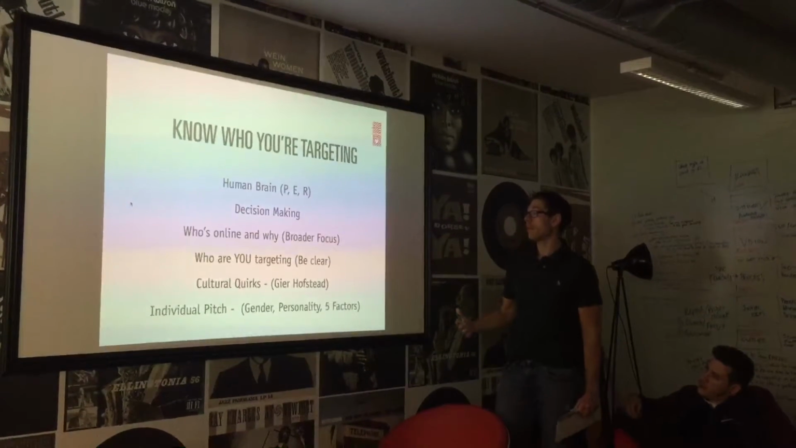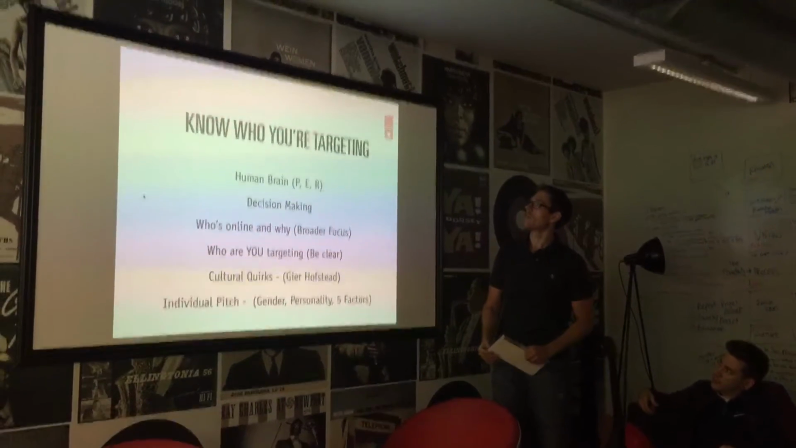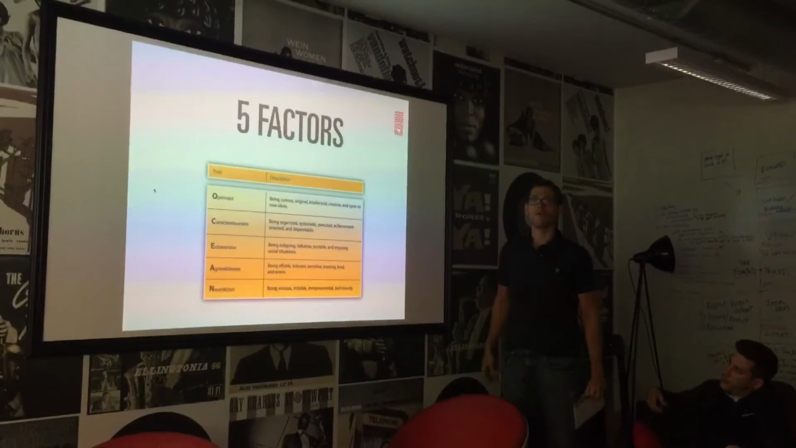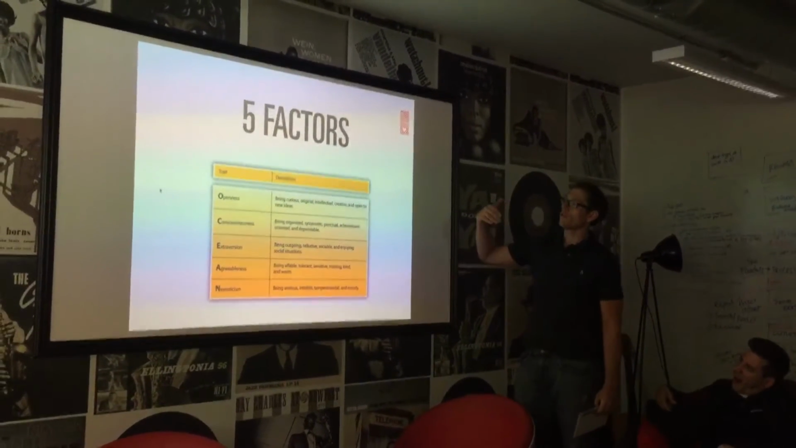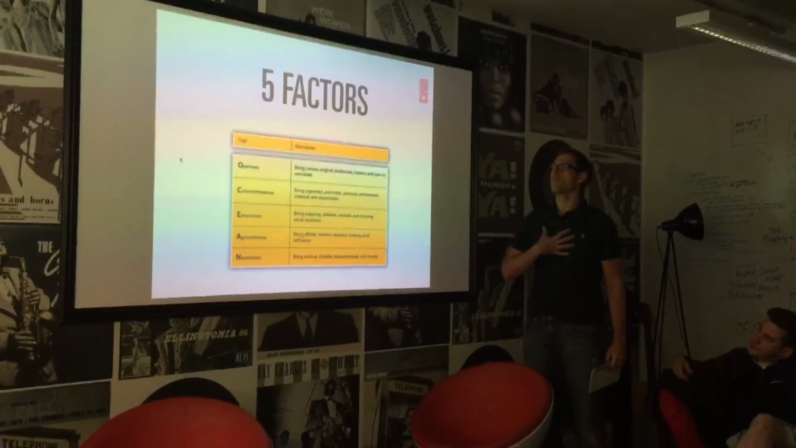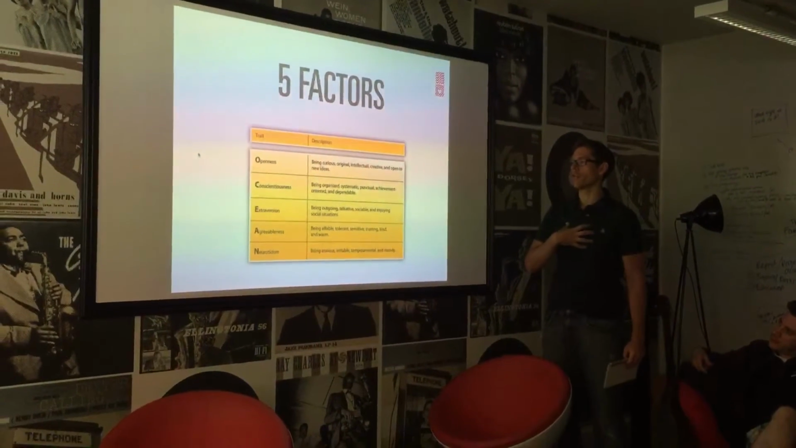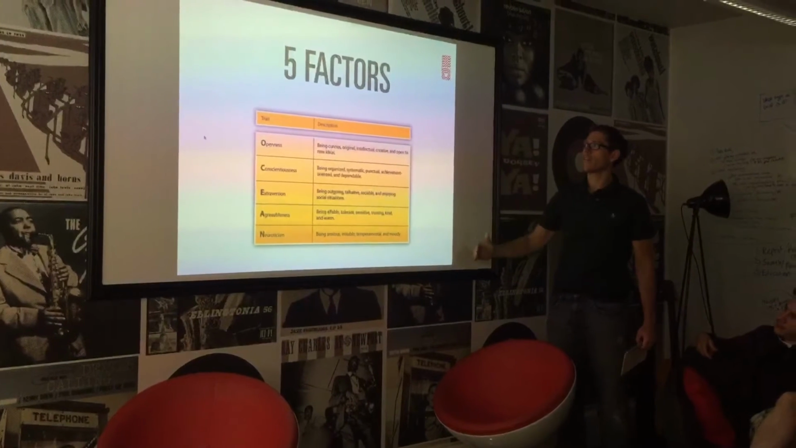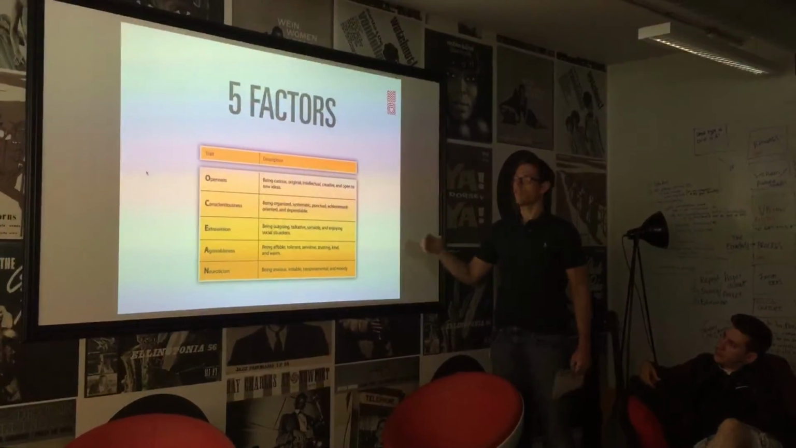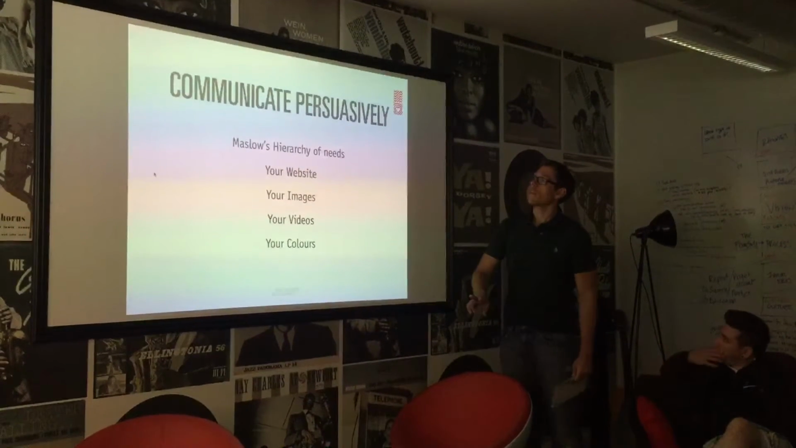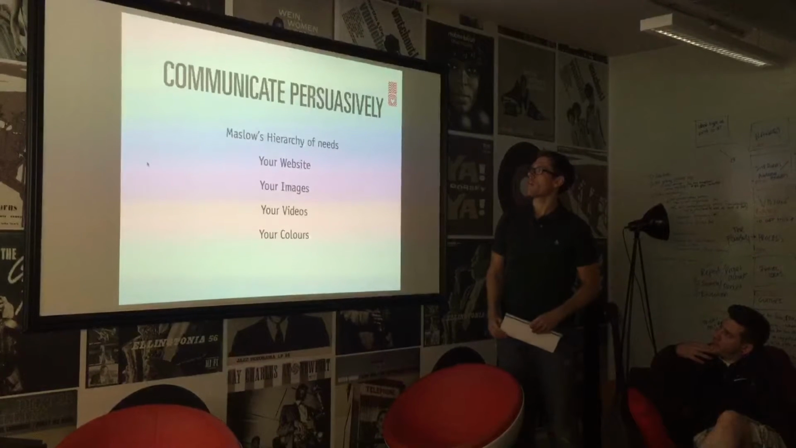And then individual pitch, so it's around gender, personality, and the 5 factors, which is research that is fairly standard in psychology practice, which is now being moved online. We all have these as human beings: our openness, our conscientiousness, our extroversion, our agreeableness, and our neuroticism. So it's understanding how each of those are going to impact what you're creating and knowing who your audience is. The second of those is communicating persuasively, and it's mainly focused around Maslow's hierarchy of needs.